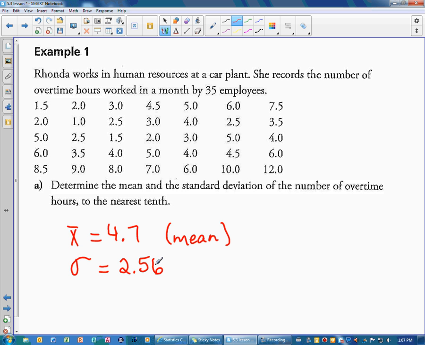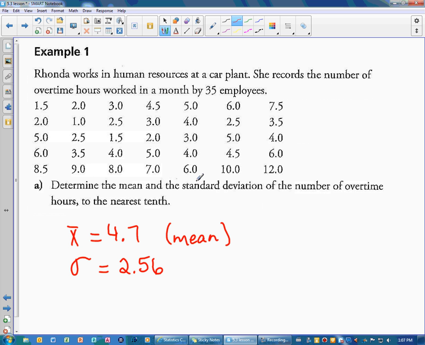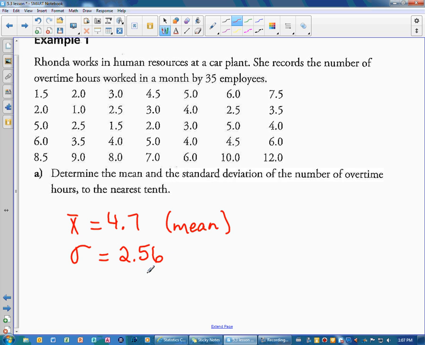Okay, so that's actually relatively low, not too bad. And that's all we need to know, because that's all it's asking, mean and standard deviation. Oh, it says to the nearest tenth. Okay, so we would call this one 2.6. Nearest tenth means 1 decimal place.